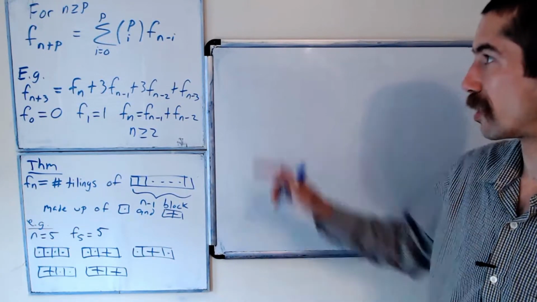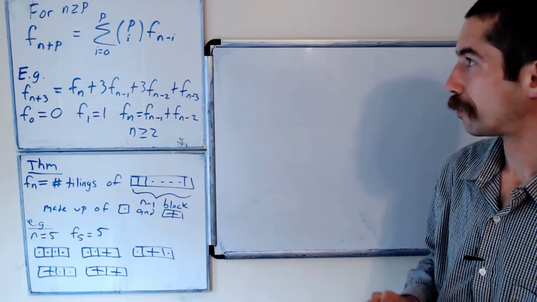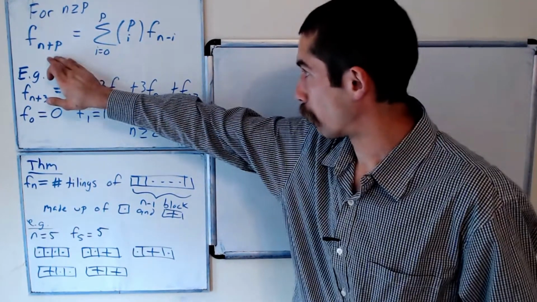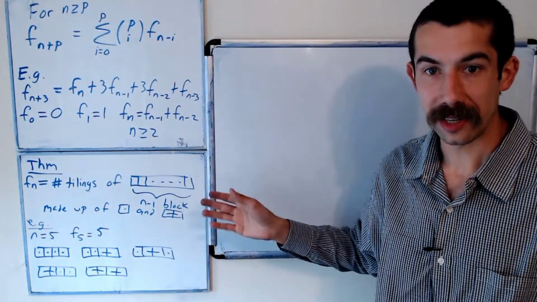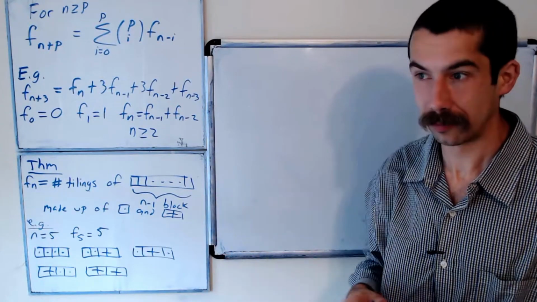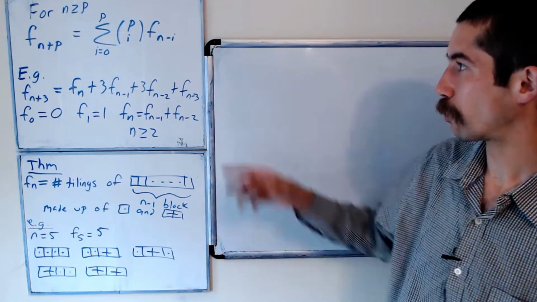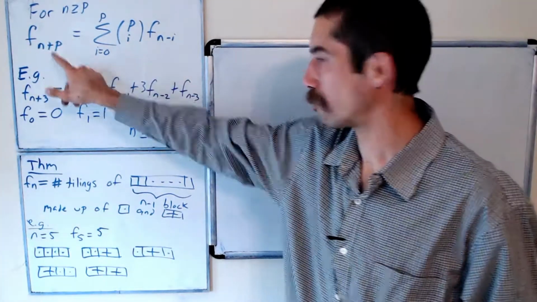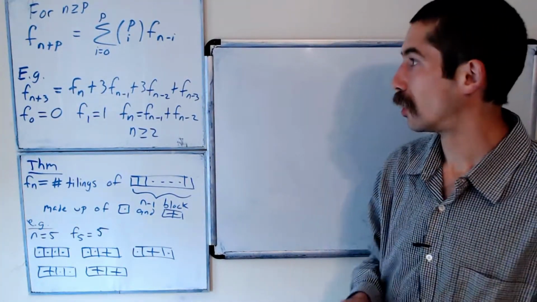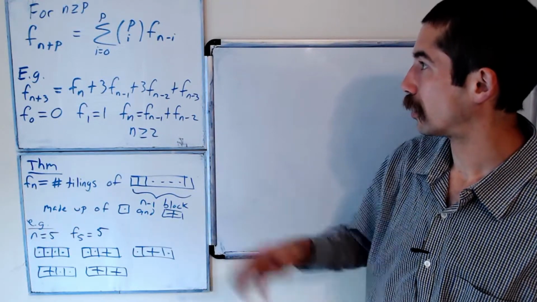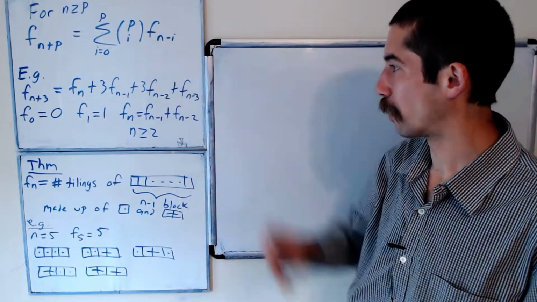Okay, so we want to prove this theorem. And what we're going to do is show that the left-hand side and the right-hand side count the same thing. In fact, we're going to say what the left-hand side counts, and then we're going to partition those objects based on a certain property, and that's going to be counted by the right-hand side.